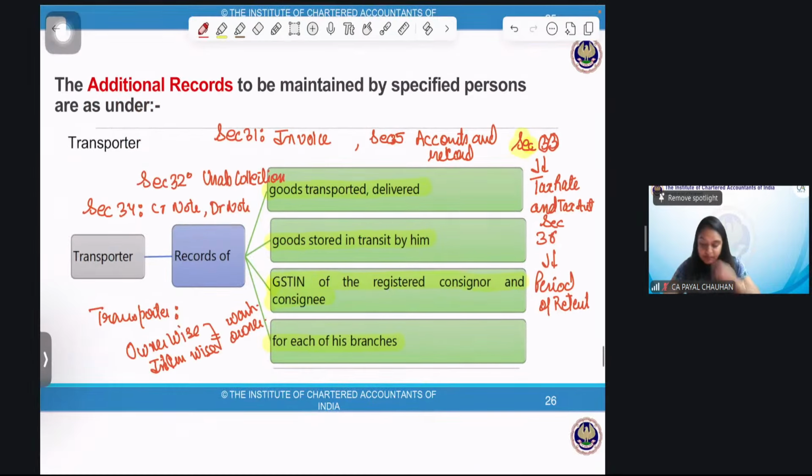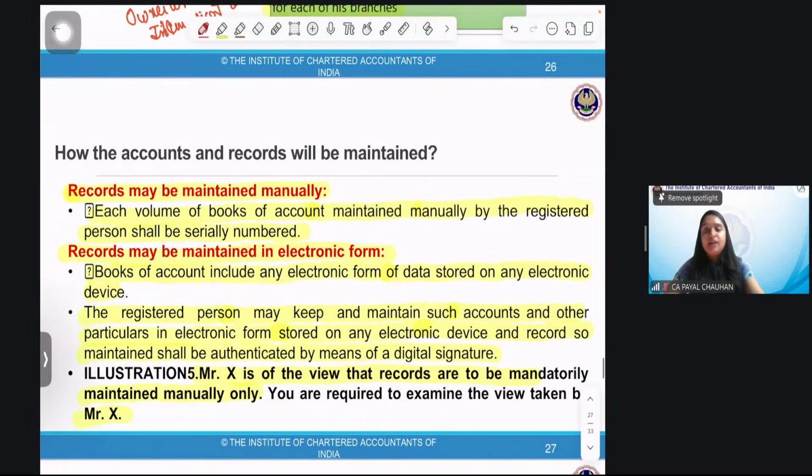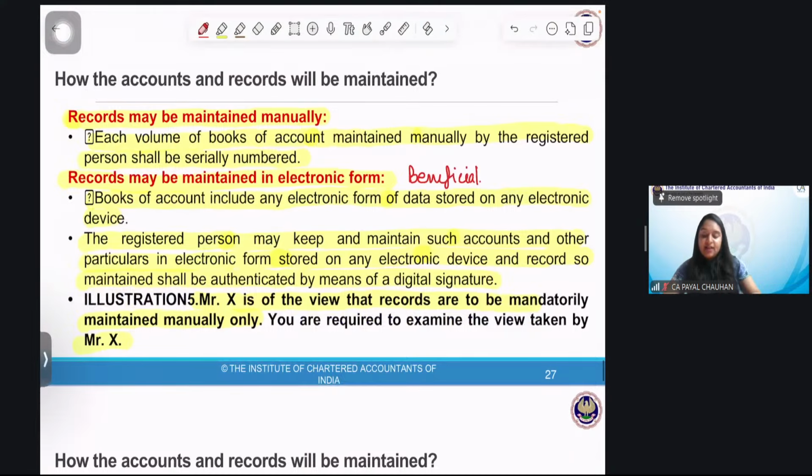Perfect. Then we have how the records are to be maintained, manually and electronically. And if I ask you what is beneficial, the beneficial is always to have electronic accounting. Okay, then manually it should be serially numbered. Every entry should be serially numbered, along with the page number, right? Then in electronic form, electronic accounts are those which are in the electronic form on electronic data.